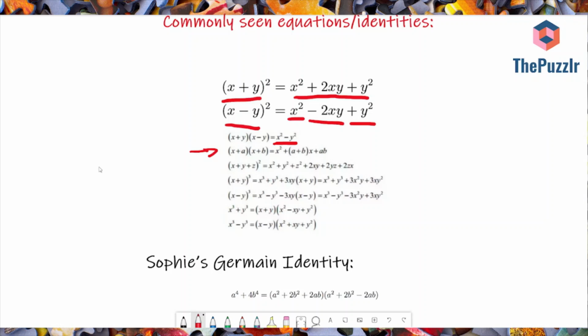If you expand the terms, x plus a times x plus b equals x squared plus a plus b times x plus ab. Then x plus y plus z squared. This is not something you should memorize, but it should be familiar to you when you see it. That's equal to x squared plus y squared plus z squared plus 2xy plus 2yz plus 2zx. So you can see that it's pretty symmetric.